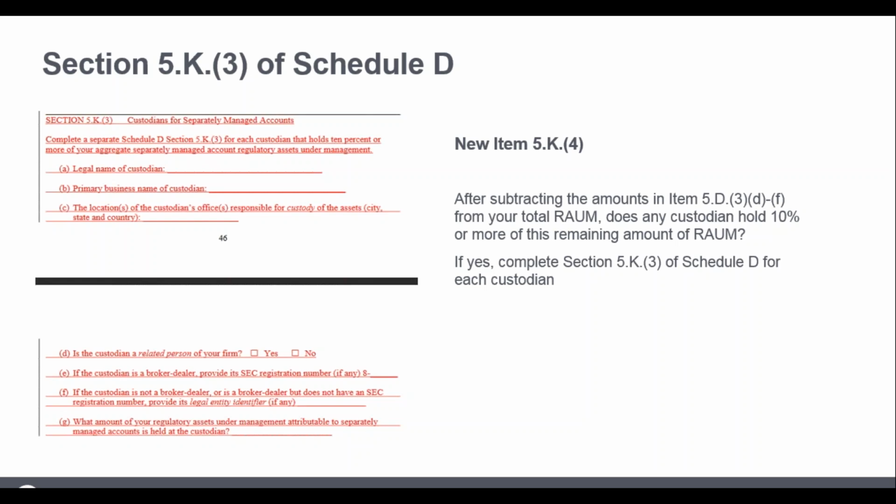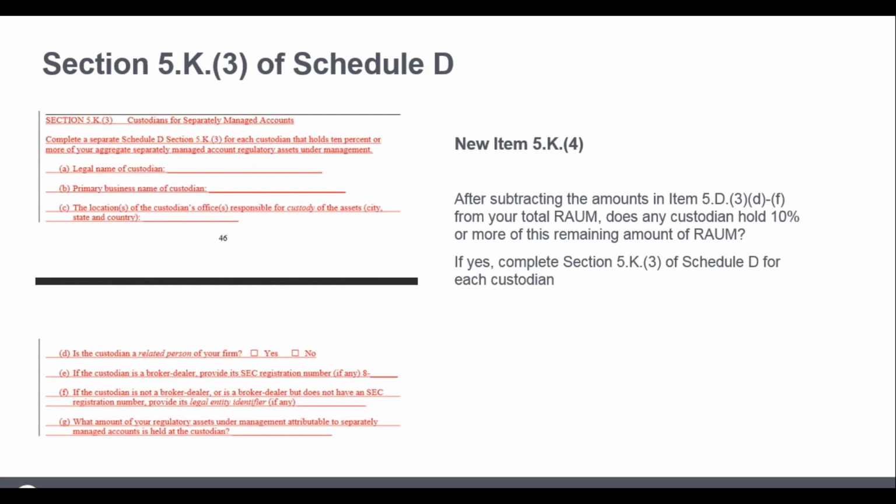So new item 5K4. This is going to ask that you take your total RAUM and back out the RAUM attributed to registered investment companies, business development companies, and pooled vehicles. So once you have that number, if any custodian that you use holds 10% or more of that amount, you are going to have to complete a section 5K3 for that custodian. And as you can see here on the left-hand side of the slide, some of these questions are pretty similar to question 25 within the section 7B1 that you complete for your private funds.